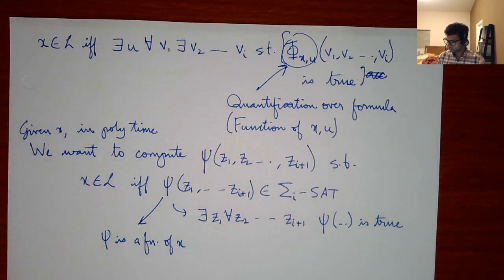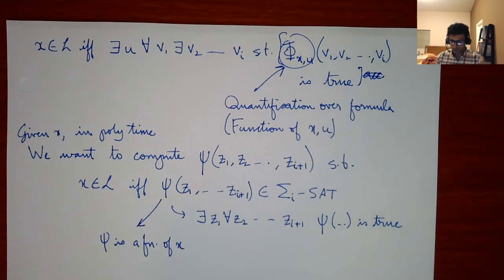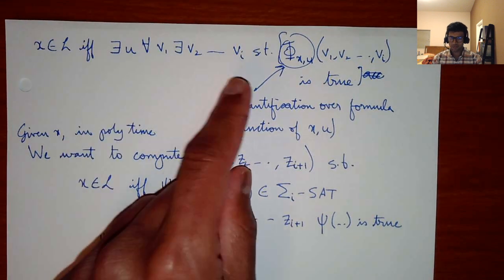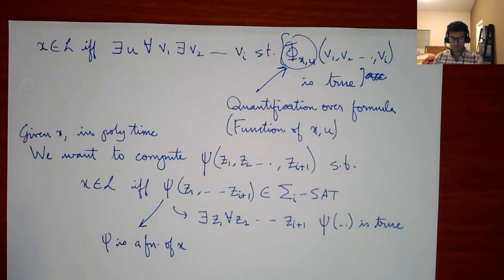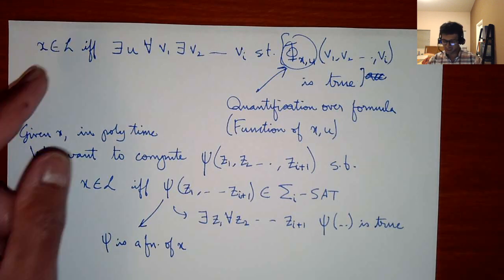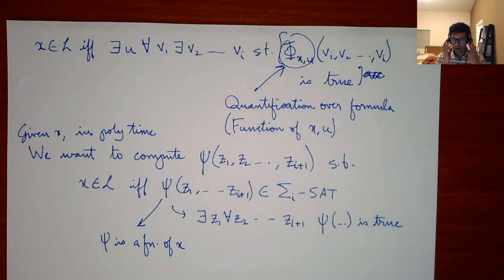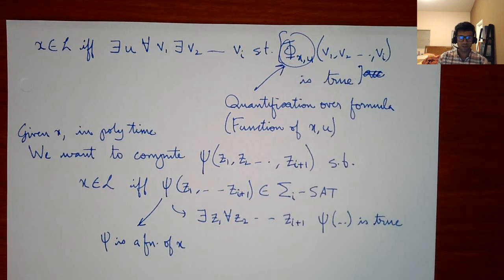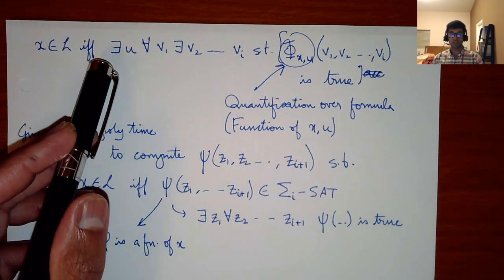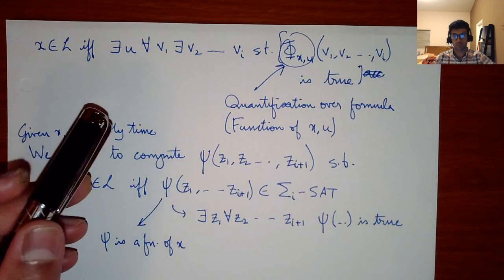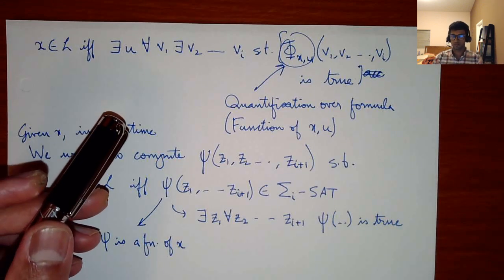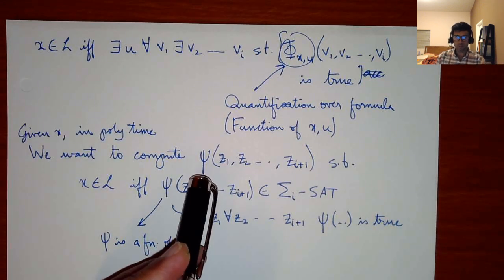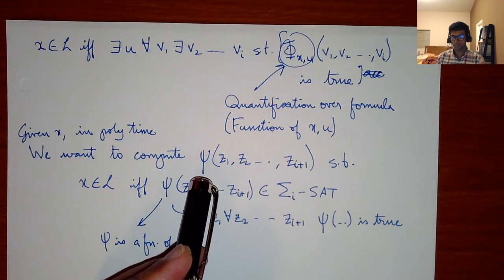Yeah, I see what you're getting at now. So it seems like I'm almost there because I got the right number of quantification switches. Which is not surprising because I started with L being in sigma I. The problem is that I don't really have a formula there that's a function of x. It's a formula which is a function of x and u. So it's almost like saying that there exists a u such that some function of x and u will create the right formula for me. Whereas here, I want to compute an explicit formula given x.